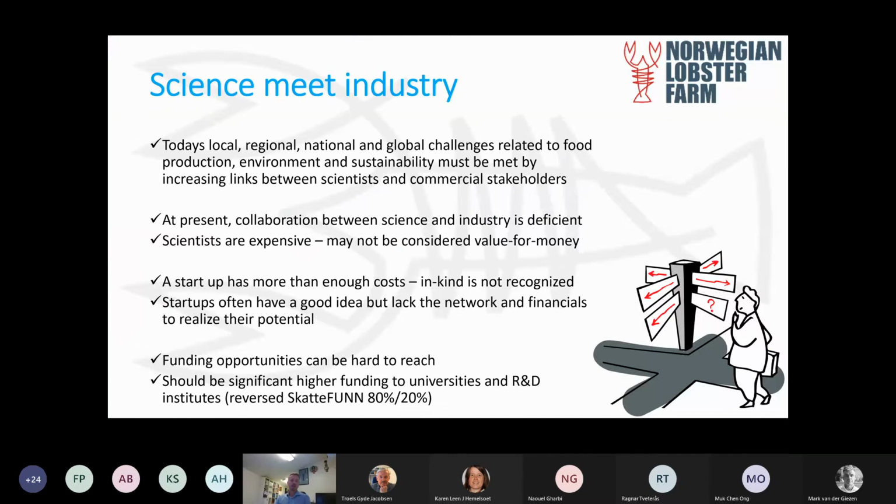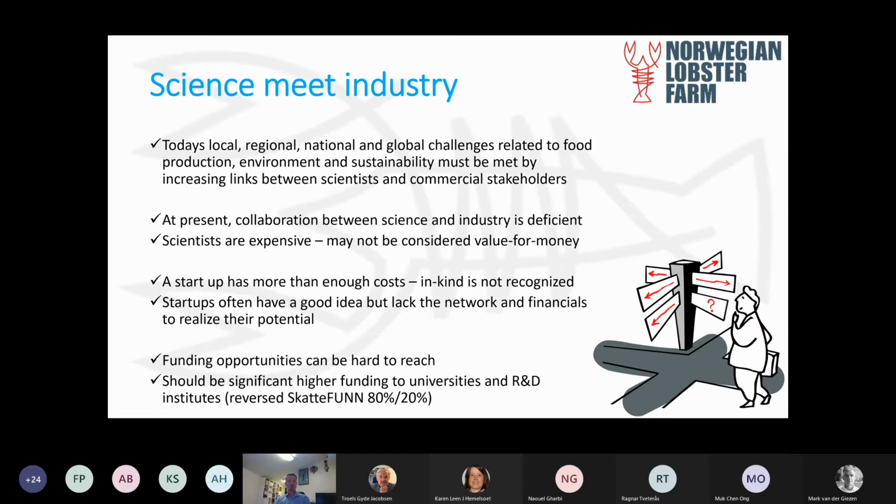To meet industry with science, generally, to meet all the challenges for food production and sustainable food production, it's mandatory that science and industry work closer together. Our experience is that there's a lack of a good performing cooperation between scientists, R&D environments, and commercial companies. And for our experience, scientists are very expensive. So in periods, you may not consider their expertise value for money because you need to do other tasks, solve other things, and you have enough cost to bear. So scientists are very easily not considered to be value for money.